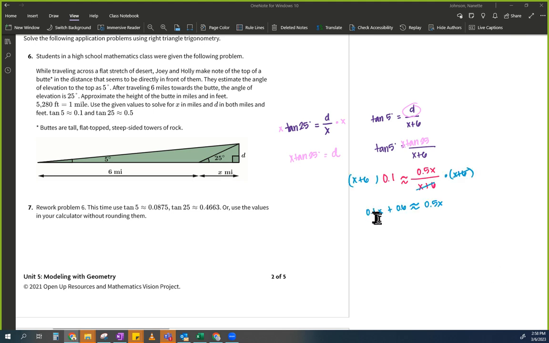Okay, so then I would get the x's on one side. So that's 0.4x is about 0.6. And then I would just divide by 0.4, which I then think the answer is 1.5, right? I think x is 1.5. Can someone check that on my calculator, please?